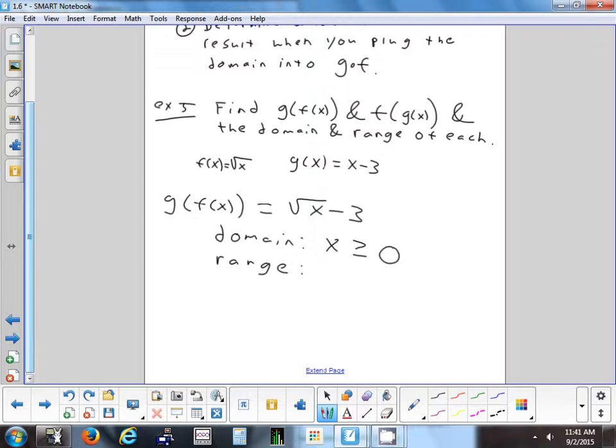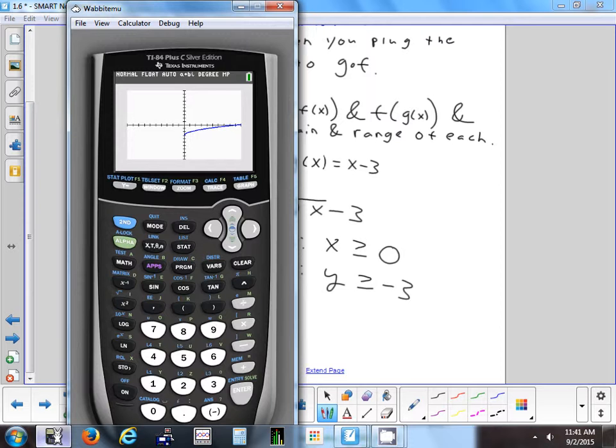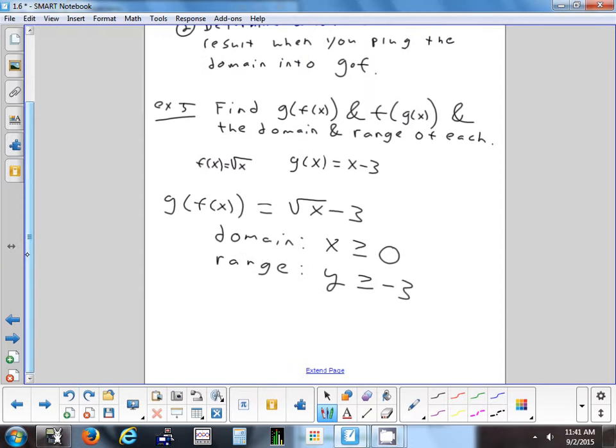And how high could this number go if x gets bigger and bigger and bigger? Yeah, infinite. As x gets bigger and bigger, you're just going to take the square root of something bigger and bigger and subtract 3. So it's going to go up forever. So your range is all values from negative 3 up forever. Okay, and then switching it around. Take g of x, plug it into f. So you're going to have the square root of x minus 3.